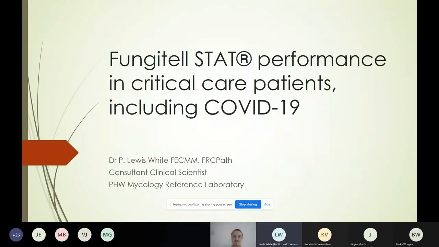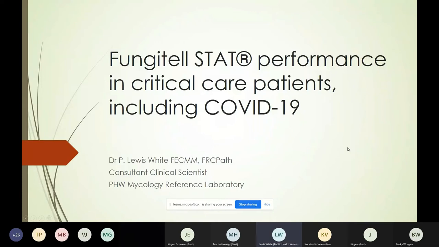Thank you, Martin. Hopefully now you can see my screen, which says Fungitell STAT performance in critical care patients. Martin, yes, can you confirm? Yes, wonderful. That's a great start. So it says including COVID-19. I can pretty much guarantee you it's going to include entirely COVID-19 patients. And we have done some additional work outside of the critical care COVID-19 patient, but I think it's still quite topical to just focus on this cohort for now.